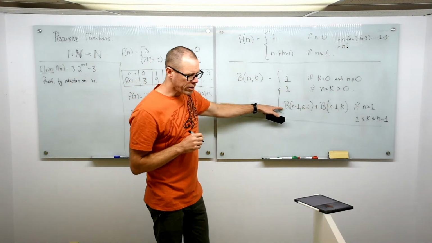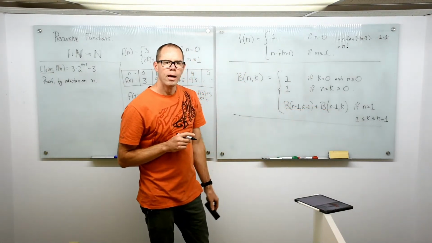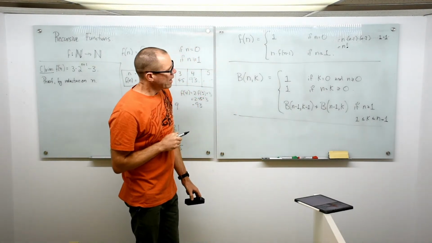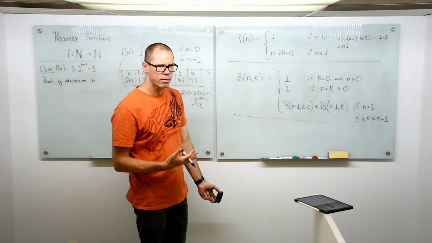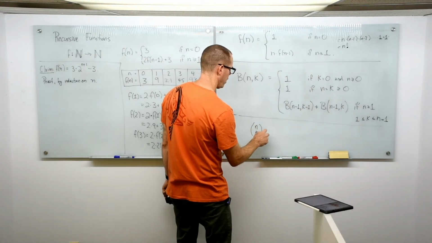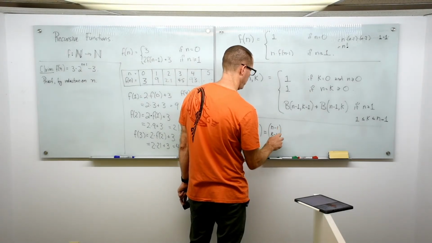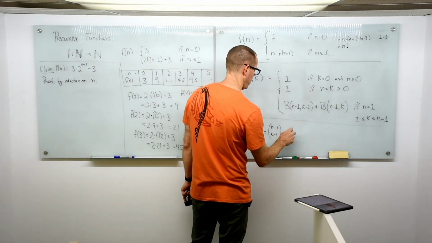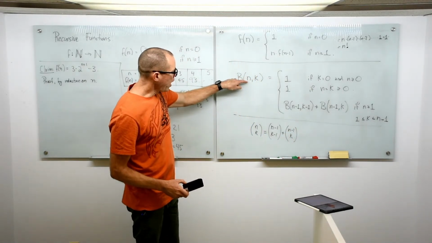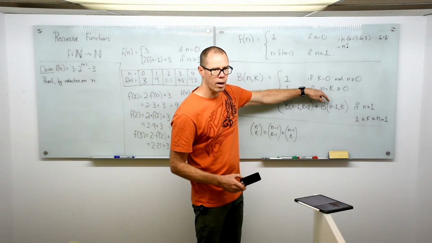And somebody correctly noticed that this thing here is Pascal's identity. And what was Pascal's identity about? Pascal's identity was for binomial coefficients, right? Pascal's identity says that n choose k is equal to n minus 1 choose k minus 1 plus n minus 1 choose k. So if this is n choose k, then there's the n minus 1 choose k minus 1, and here's the n minus 1 choose k.